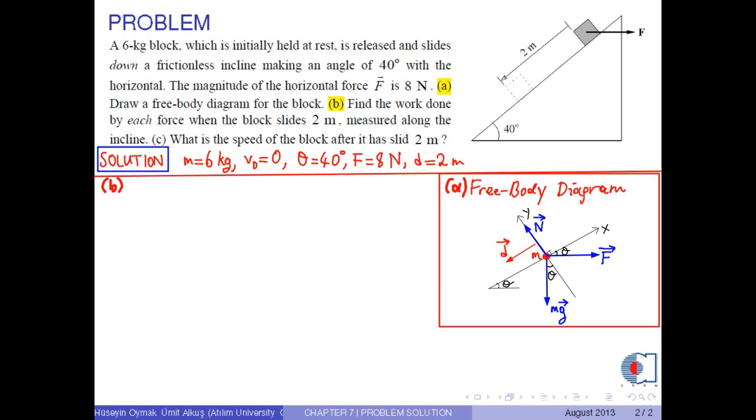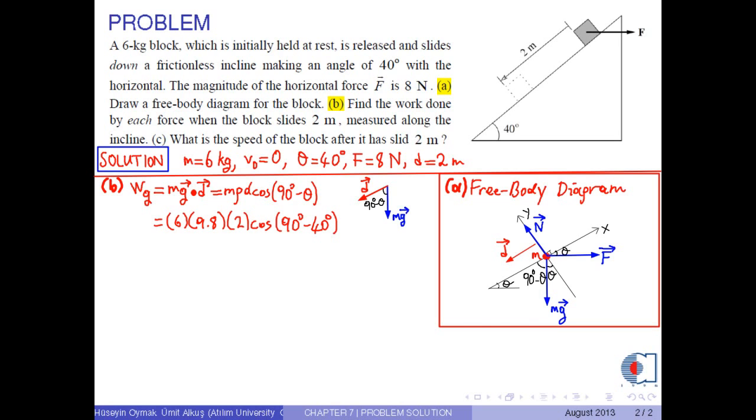The work done by the gravitational force is equal to m times g dot d. Since the angle between the gravitational force and the distance d is 90 degrees minus theta, then we can write m times g times d times cosine of 90 degrees minus theta. If we substitute the corresponding numerical values into this equation, we obtain 75.592 joules. The work done by the gravitational force is approximately 75.6 joules.